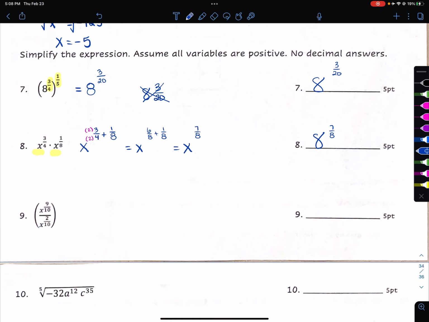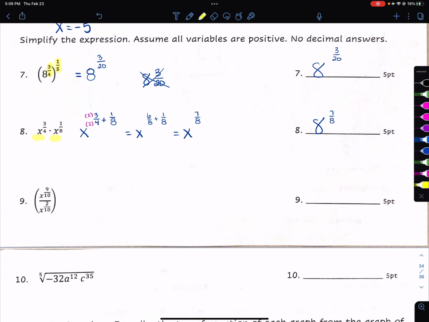All right, let's go to number 9. Well, when I'm multiplying the same base, I add the exponents. When I'm dividing the same base, I'm going to subtract the exponents. So I will have x to the 9/10 minus 2/10. When we're subtracting fractions, they also need to have a common denominator. This example already has a common denominator. So this one here, 9 minus 2 is 7. We keep the denominator, tenths. So x to the power of 7/10.